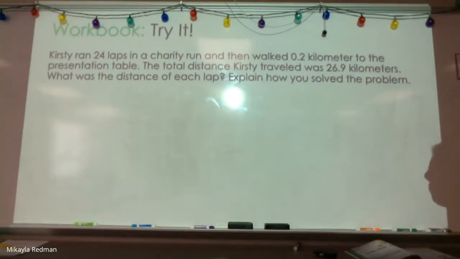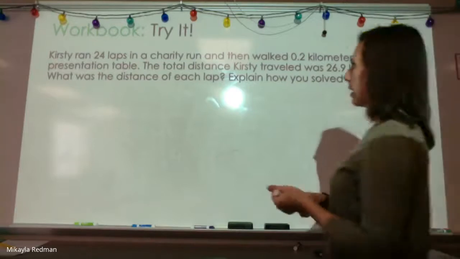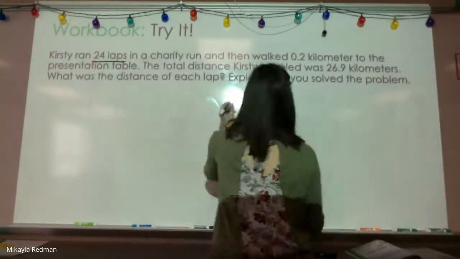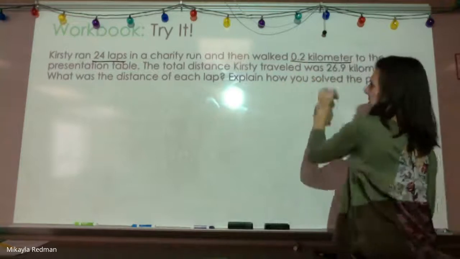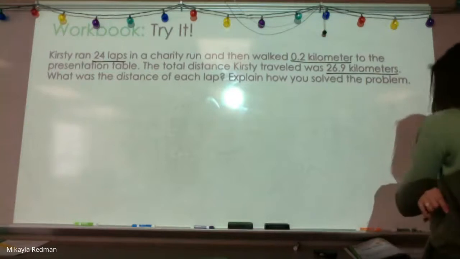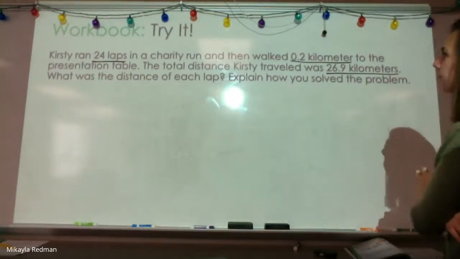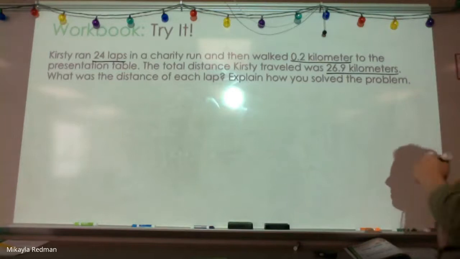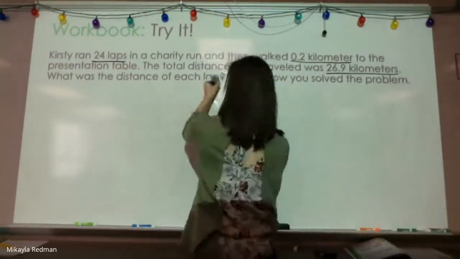Kirsty ran 24 laps in a charity run and then walked 0.2 kilometers to the presentation table. The total distance Kirsty traveled was 26.9 kilometers. What was the distance of each lap? Okay, so she ran 24 laps and then she walked 0.2 kilometers. The total distance was 26.9 kilometers. We don't know the distance of each lap, right? That's what we're trying to solve for.